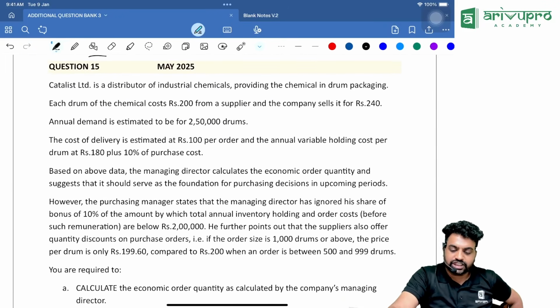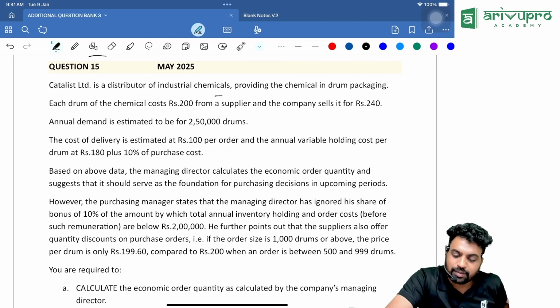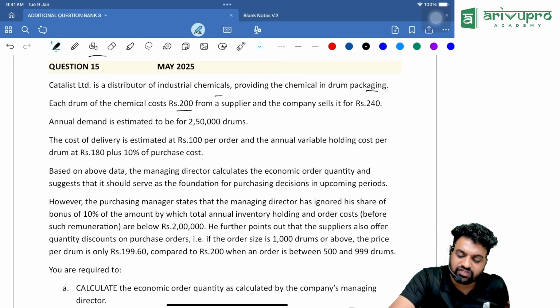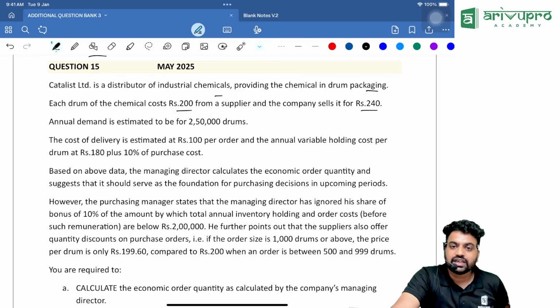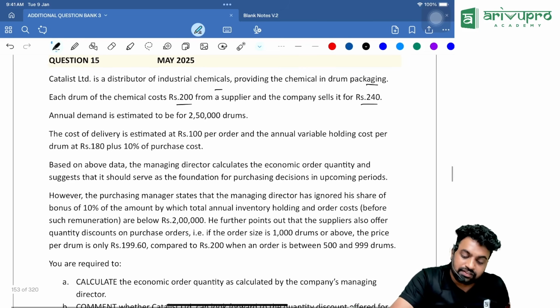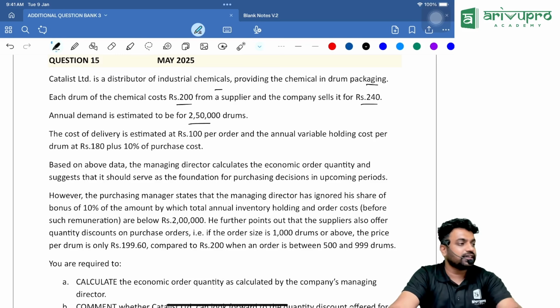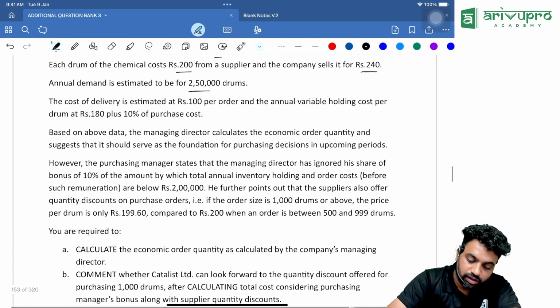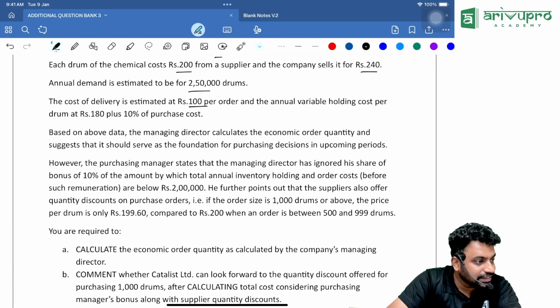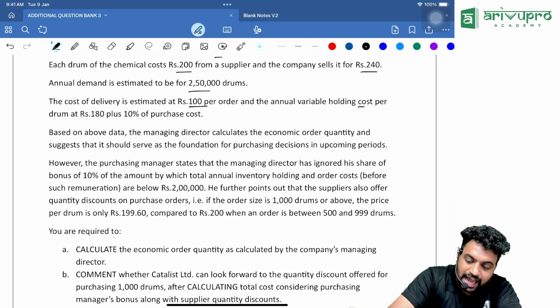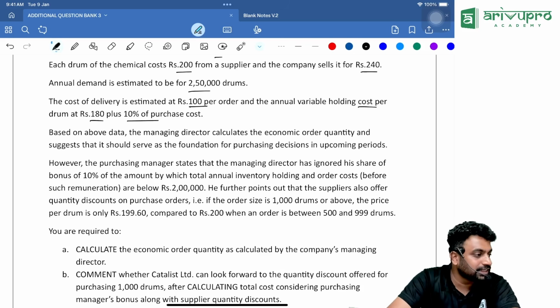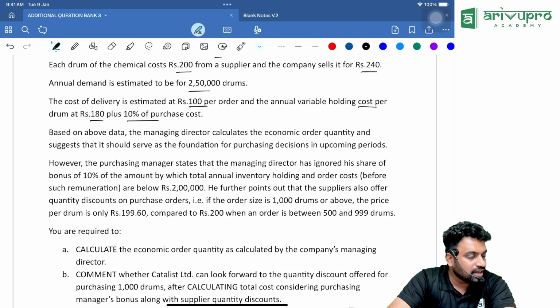Catalyst Limited is a distributor of industrial chemicals providing the chemicals in drum packaging. Each drum of chemical costs 200 from supplier and company sells it at 240. So basically we are not a manufacturer, in fact, we are a trader. Annual demand is estimated to be 250,000 drums. The cost of delivery is estimated as 100 per order. And the annual variable holding cost is 180 plus 10% of purchase cost. 180 is fixed, 10% is variable there.